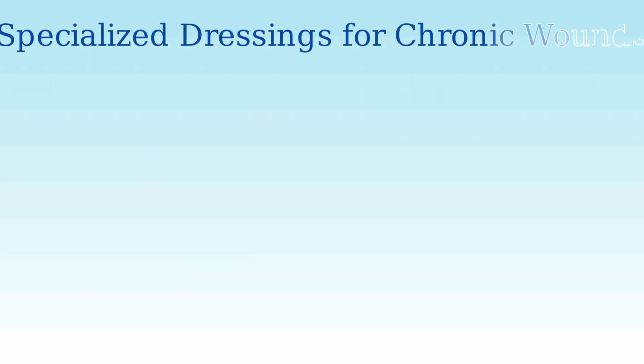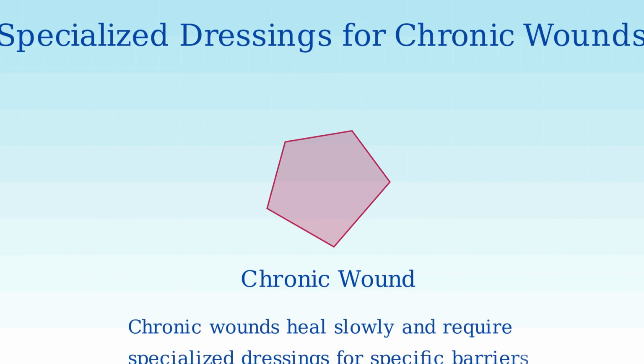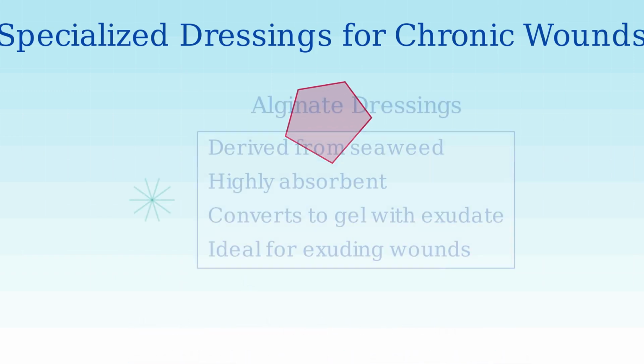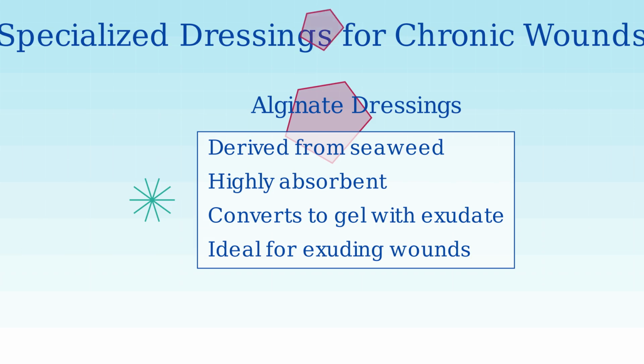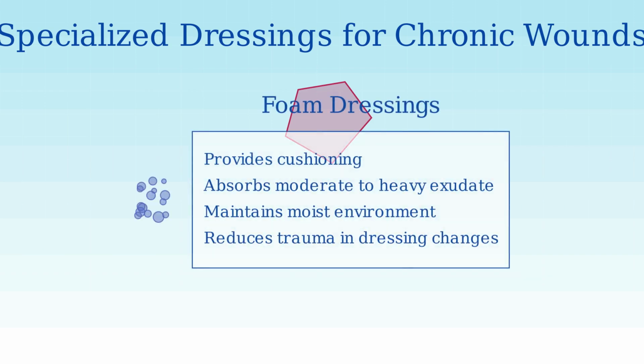Chronic wounds often face specific barriers to healing that require specialized dressings. Alginate dressings are derived from seaweed and are highly absorbent. They convert to a gel upon contact with wound exudate, making them ideal for heavily exuding wounds. Foam dressings provide cushioning and insulation for moderate to heavily exuding wounds. They maintain a moist wound environment while absorbing excess fluid.